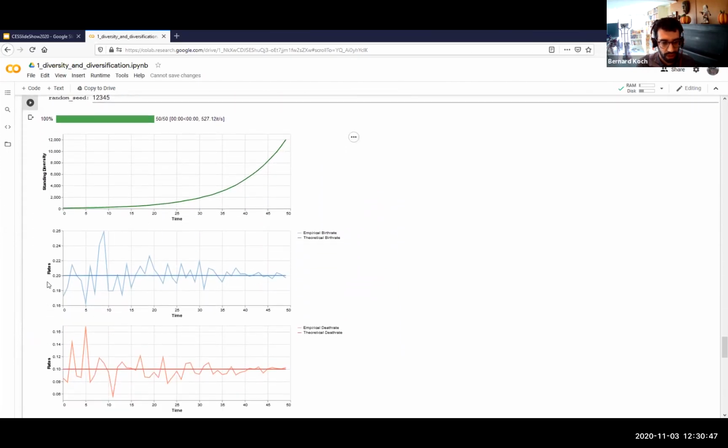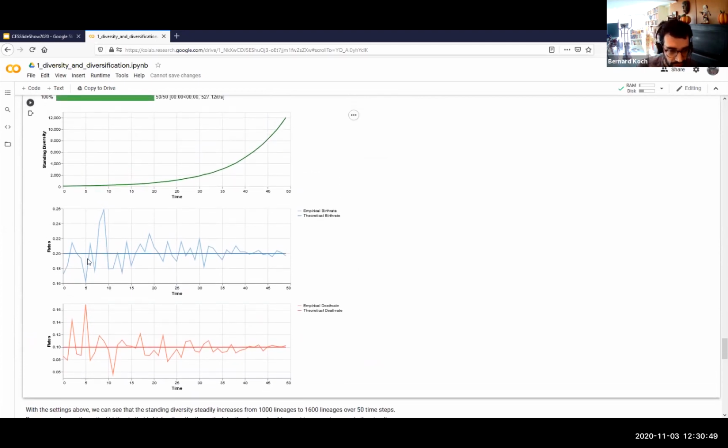Okay, so I'll look at the birth and death rates first, right? The solid blue line is the theoretical birth rate. That's what we said was 0.2. Same with the red line, that's the death rate. You can see when we actually flip the coins, there's a lot of stochasticity in the rates. But eventually, as the population size grows, that stochasticity becomes less obvious.